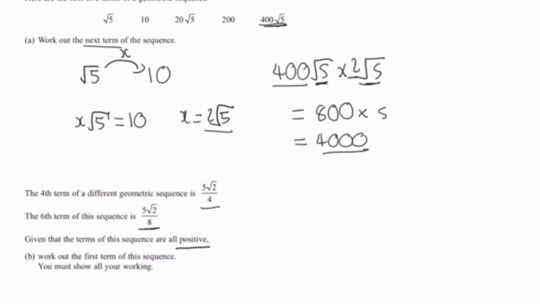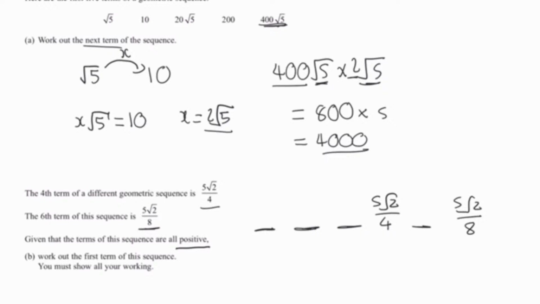When we have questions like this, what I like to do is think about what we did in part A that could be helpful in part B. So I'm just going to write out the blank spots for this geometric series. We're told the fourth term is 5 root 2 over 4, and the sixth term is 5 root 2 over 8. So we don't know what the first, second, third, or fifth terms are, but we want to work out the first term.